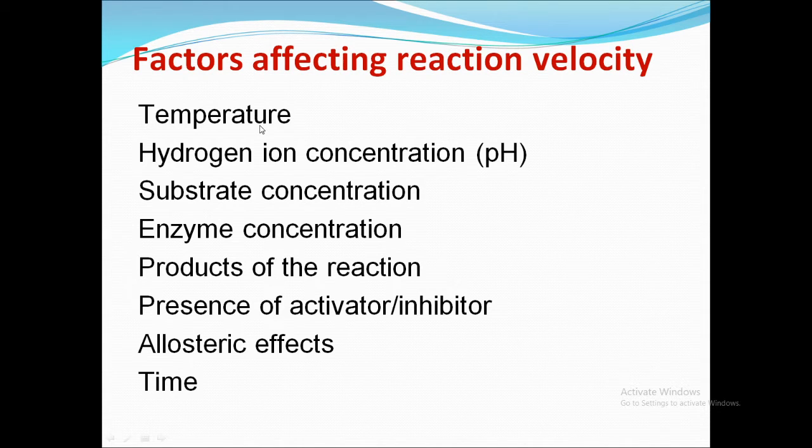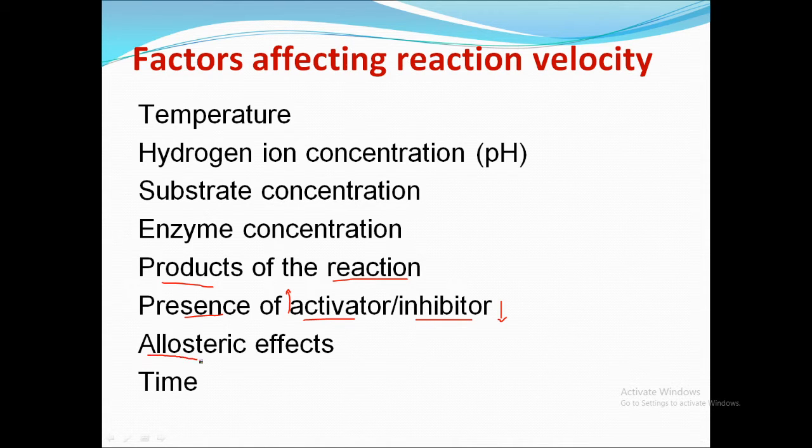One of them is temperature, then hydrogen ion concentration, that is pH, changing pH control. Then again there is substrate concentration, then enzyme concentration, then products of the reaction. What will be the products that appear after the reaction could have an influence on the enzymatic activity. Then the presence of activator and inhibitor. Activator enhances the rate of reaction, and inhibitor decreases the rate of reaction.